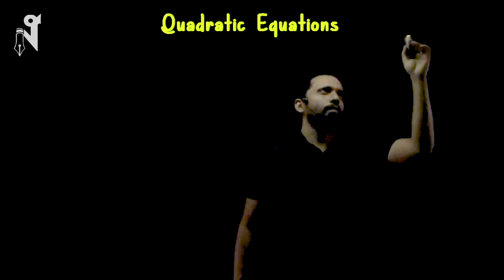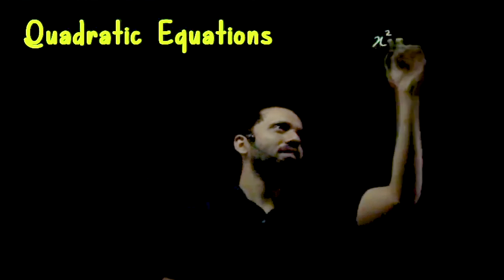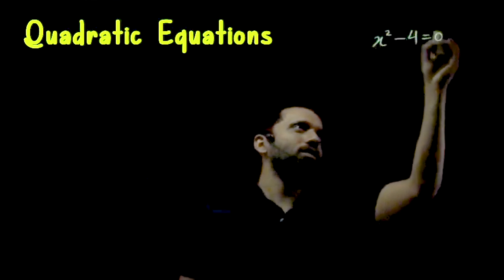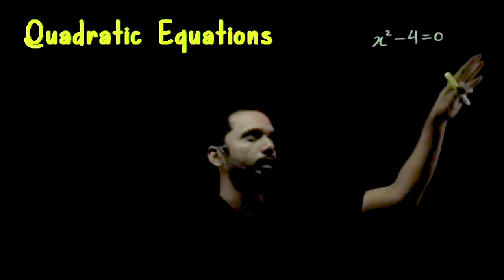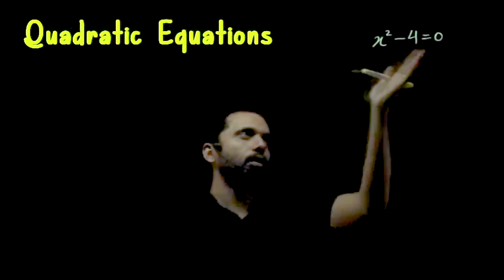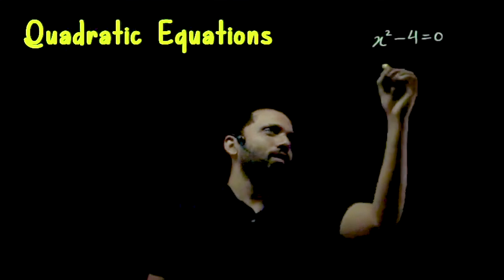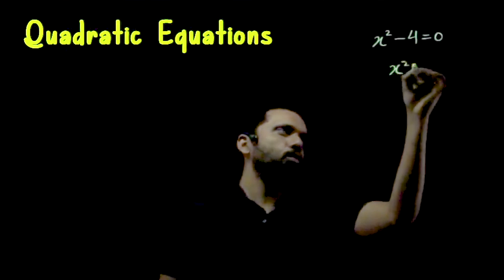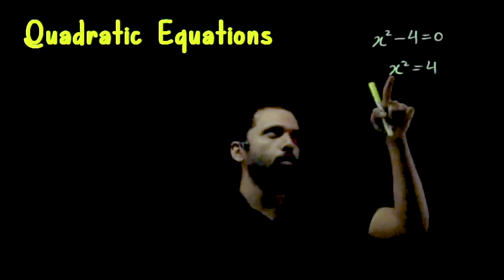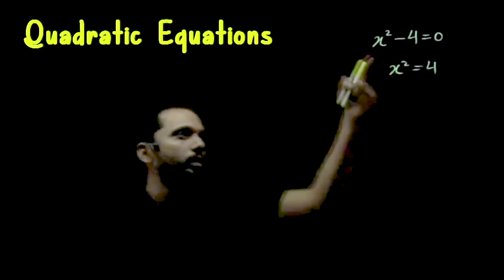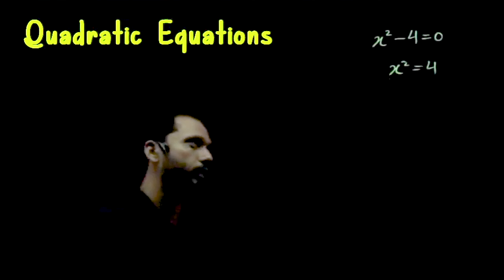Now let me start with a very simple quadratic equation, say x square minus 4 is equal to 0. This is the way you write a quadratic equation: 0 on the other side of the equal to, and the rest of the polynomial on one side of the equal to. Now basically what is being asked is x square is equal to 4. What value of x will satisfy it? That is called the root of this quadratic equation. If I get the value of x which satisfies the quadratic equation, it is called the root of the quadratic equation.